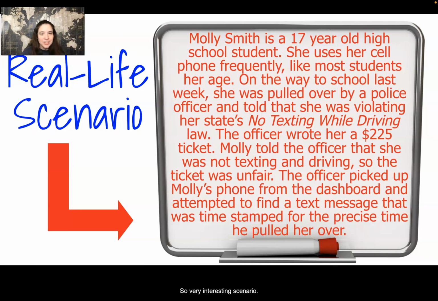So, very interesting scenario. I ask my students to look through their Bill of Rights in modern language and try to find the amendment that this scenario relates to. Are Molly's rights being violated? Did the officer have the right to grab her cell phone and start looking through it without her permission? What amendment does this relate to?